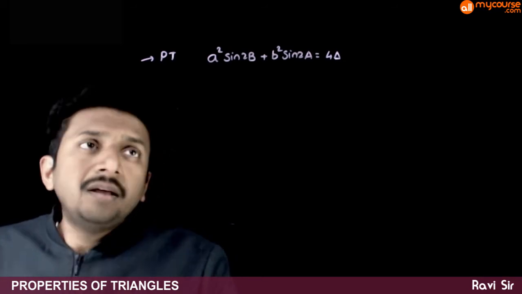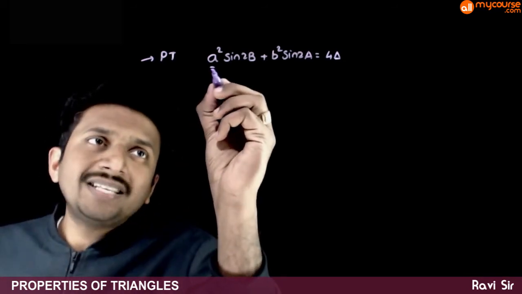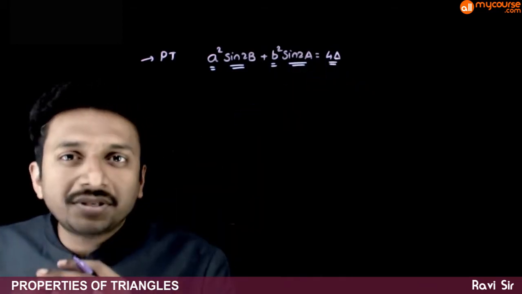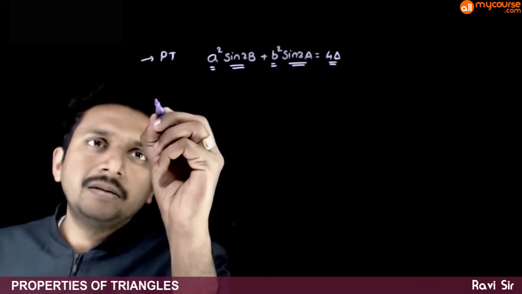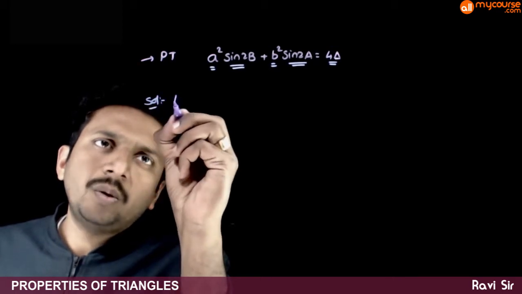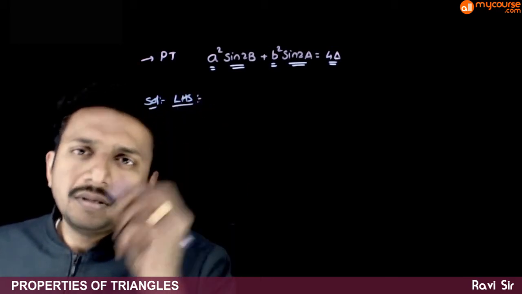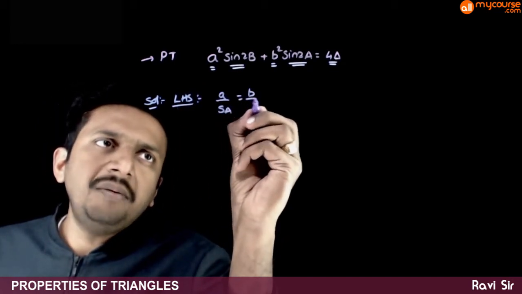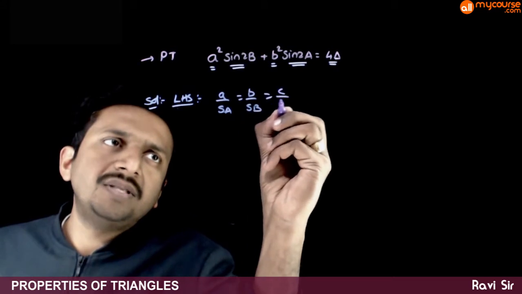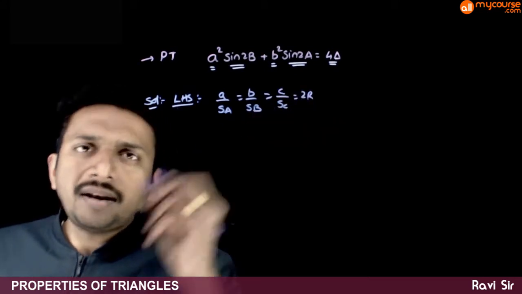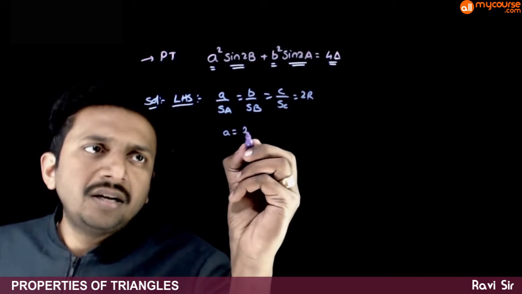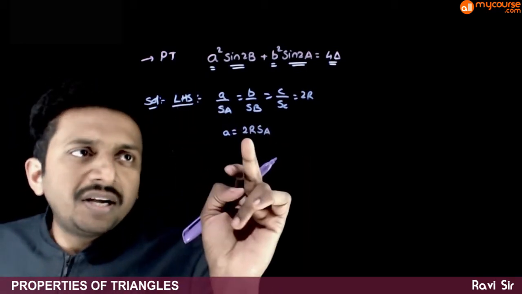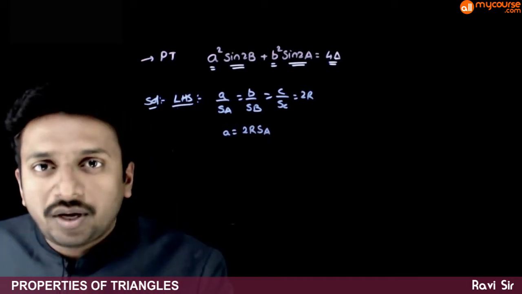So in this example, you're asked to prove that A square sine 2B plus B square sine 2A is equal to 4 times the area of the triangle. So let us start with LHS. We know that A by sine A is equal to B by sine B is equal to C by sine C is equal to 2R. So A can be written as 2R times sine A. So A square can be written as 4R square times sine square A.